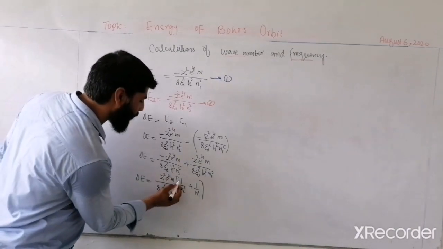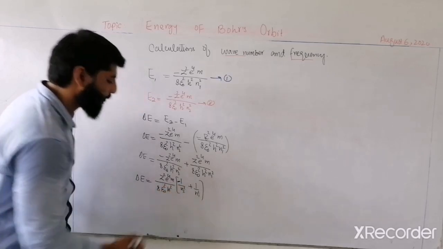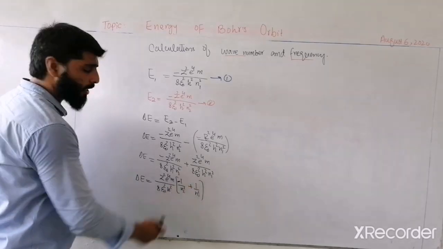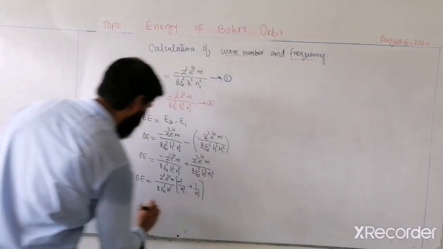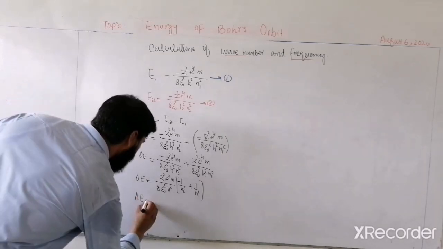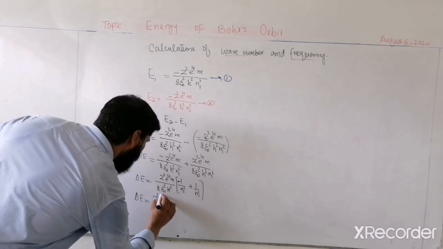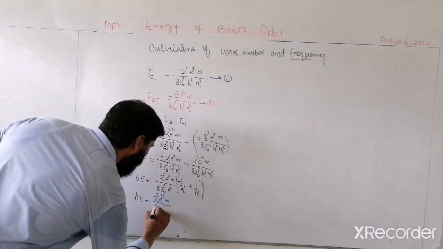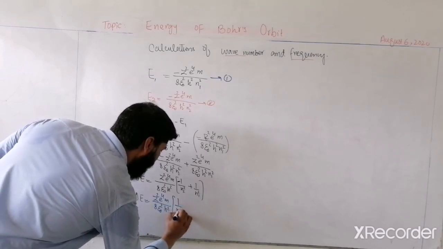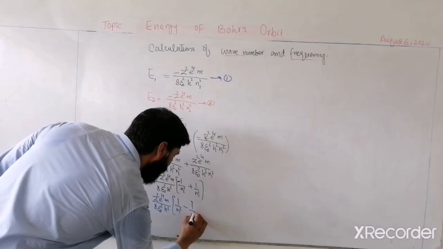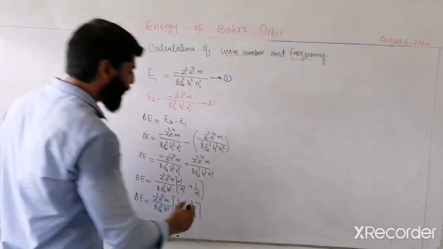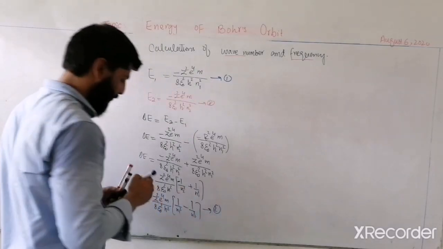This minus will be here. You can further simplify it by rearranging it. You will get delta E is equal to Z square e4 m divided by 8 epsilon naught square h square into 1 by n 1 square minus 1 by n 2 square. This is delta E. This is equation number 3.